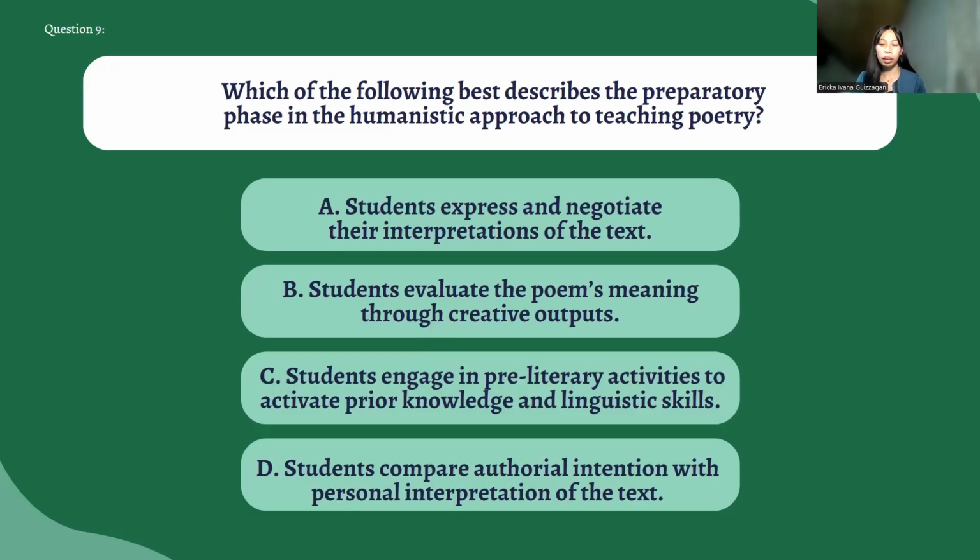Okay, question number 9. Which of the following best describes the preparatory phase in the humanistic approach to teaching poetry? A, students express and negotiate their interpretations of the text. B, students evaluate the poem's meaning through creative outputs. Or letter C, students engage in pre-literary activities to activate prior knowledge and linguistic skills. Or letter D, students compare authorial intention with personal interpretation of the text. And I will give you the time to answer this question, and you may pause this video.